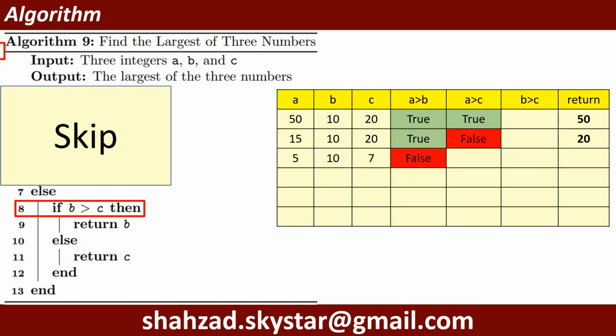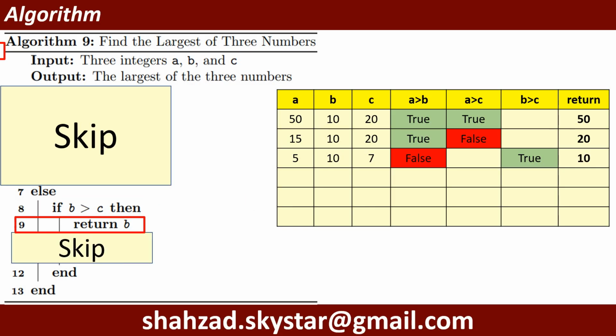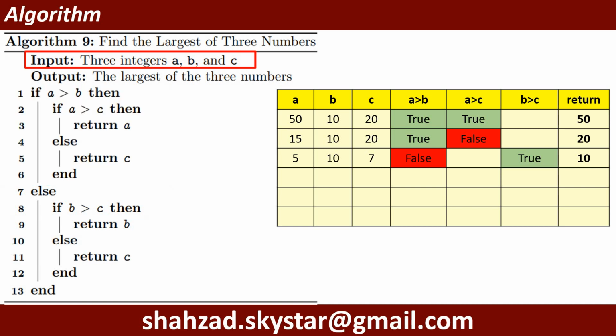In the else part, you can see if B greater than C, 10 is greater than 7, yes. In this case the condition will be true. Inside the else part, another if else is there, so the else part will be skipped here and the statement following the condition will be executed, that is return B, and return B means the answer, the value of B, is 10.